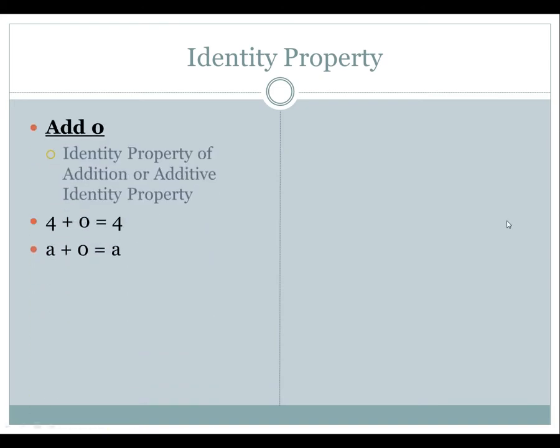So the identity property is where you add zero to anything, and it's still going to be the same thing. So it's like, I have $5 in my pocket, and you gave me $0. Now I have $5.